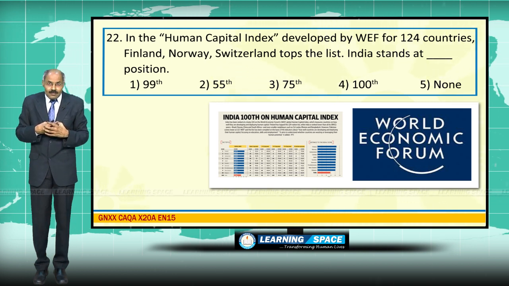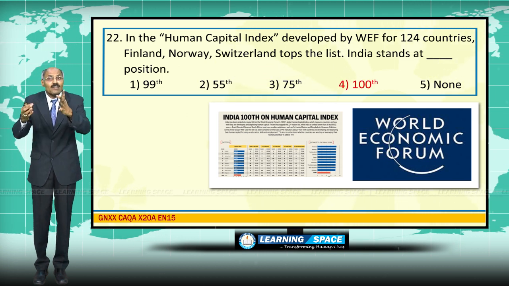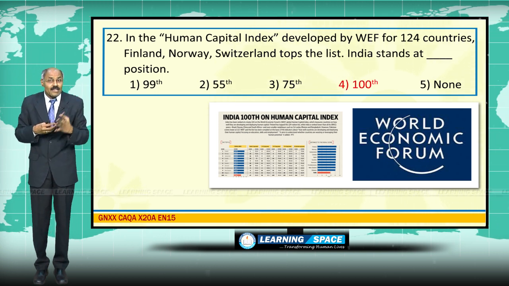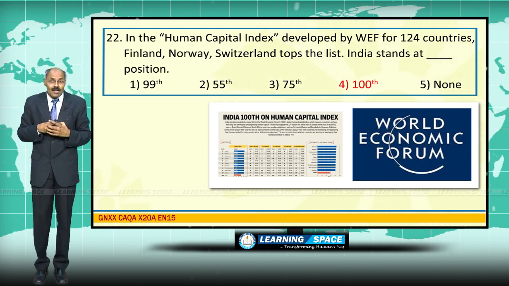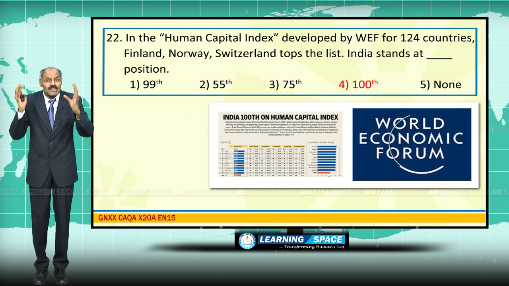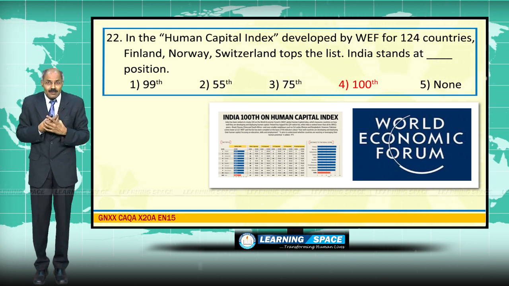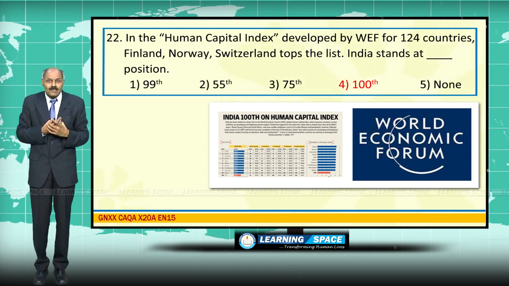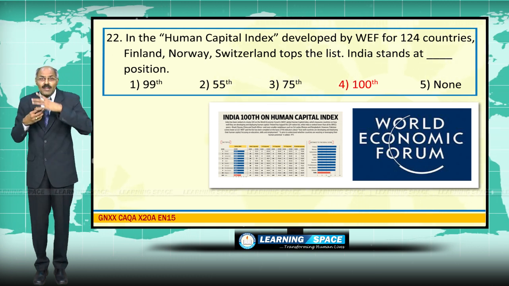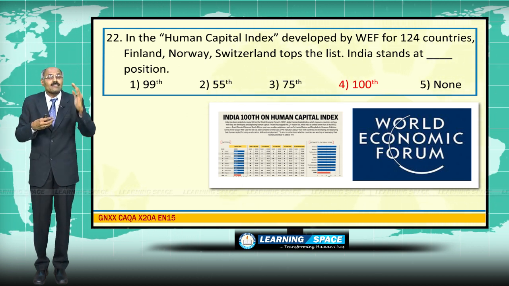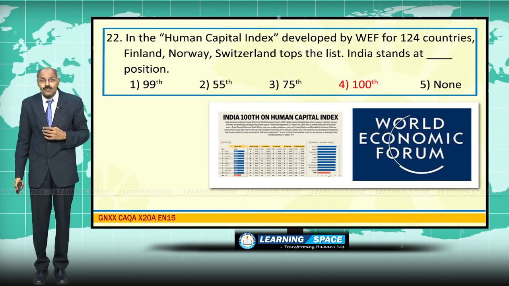India's position is 100th out of 124 countries, and it shows that a lot more needs to be done in the country as far as education, health, sanitation, and water supply are concerned. These are the parameters which decide the fate of the residents. Right? A lot more needs to be done.